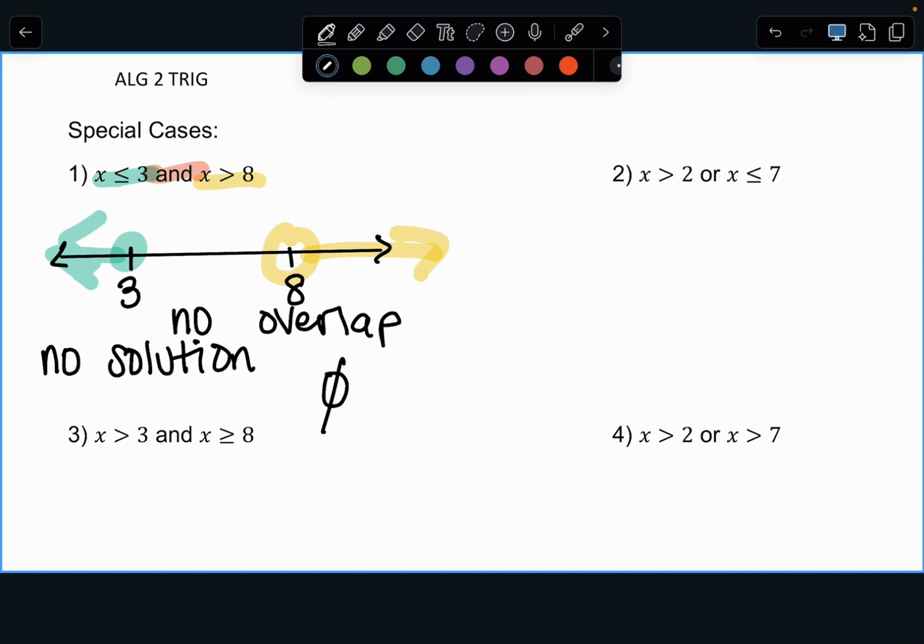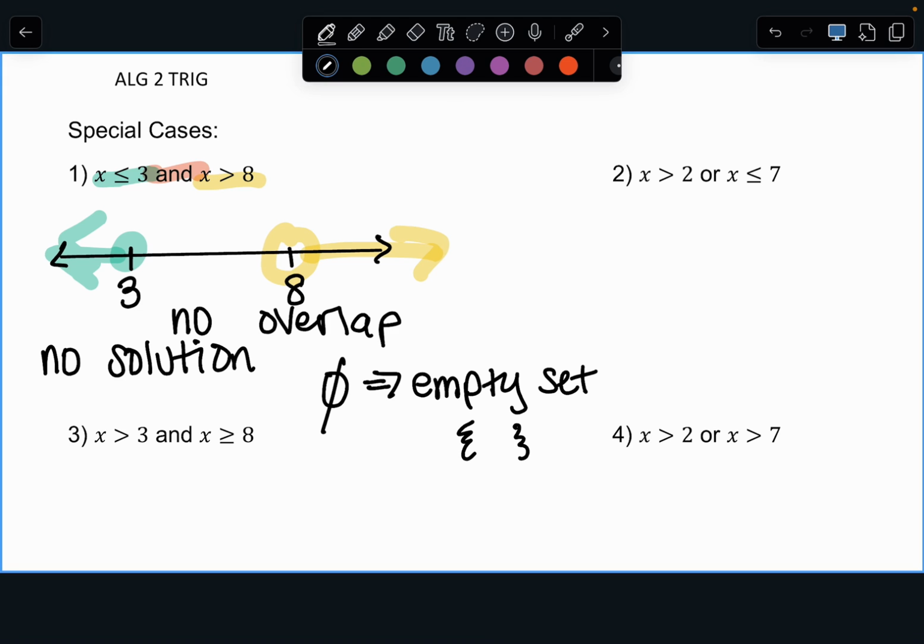This stands for something called the empty set. It's a set that is empty. There's no list of numbers in here because there's no number that works. So instead of writing no solution, I want you to write the empty set with the circle and the line.